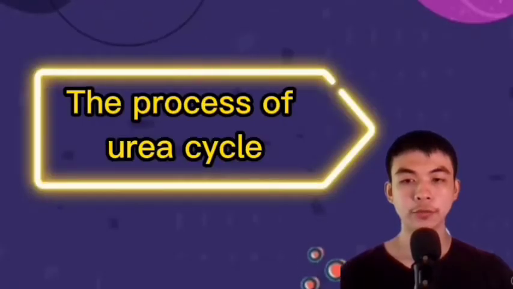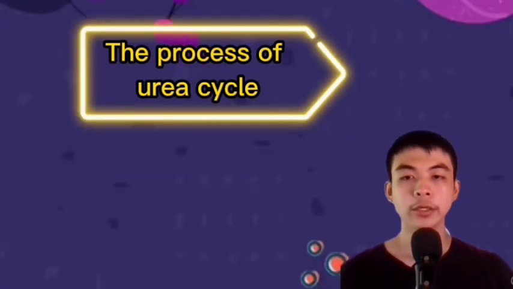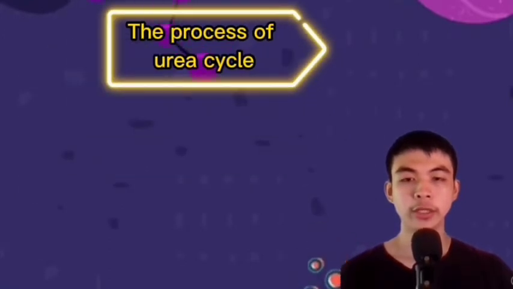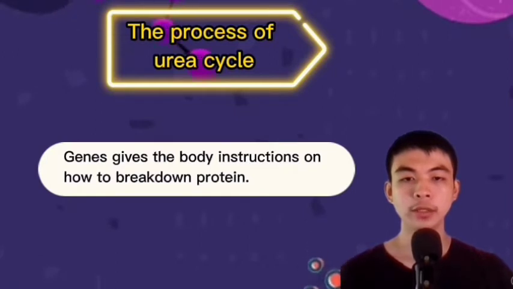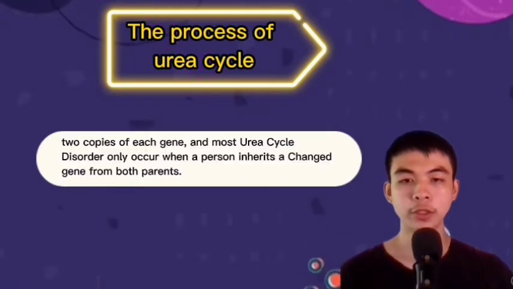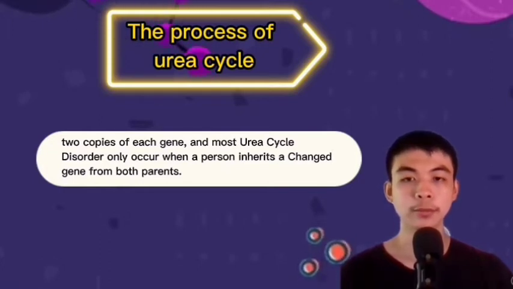The causes of urea cycle disorder are genetic. Genes give the body instructions on how to break down proteins. We usually have two copies of each gene, and most UCD only occur when a person inherits a changed gene from both parents. The exception is OTC deficiency, which is passed to the baby through the mother, who is most often not affected.